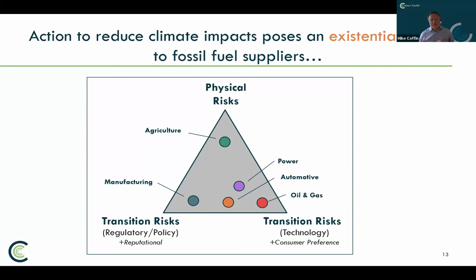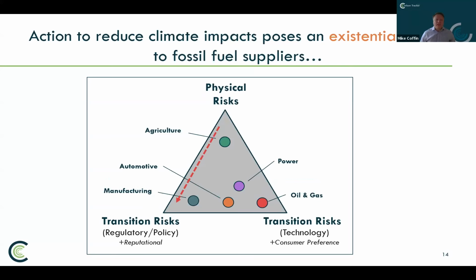Then I've also put three other sectors: power and automotive and oil and gas. So the power sector in some ways is impacted a little bit by all three. You think of the physical impacts on transmission lines in California and wildfires. You think of the automotive sector, it's about reducing emissions associated with mobility, but it's also about shifting the powertrain and the shift towards electric vehicles. So there's a combination of regulatory action and also technological change. But for oil and gas, the reality is the impact of climate change on the business model is fundamentally a change in demand for the product.